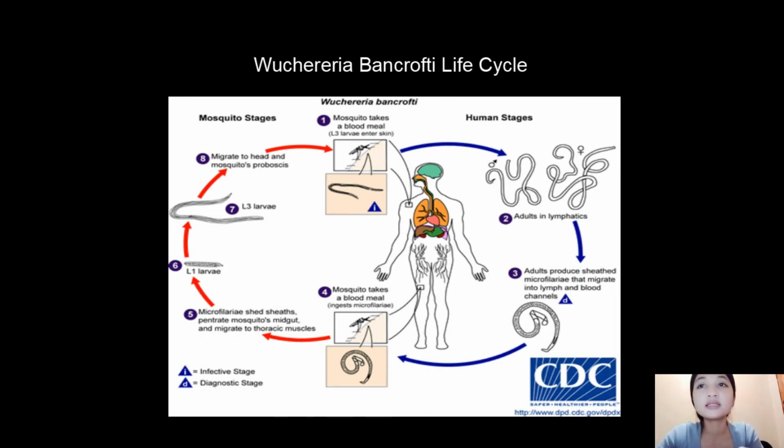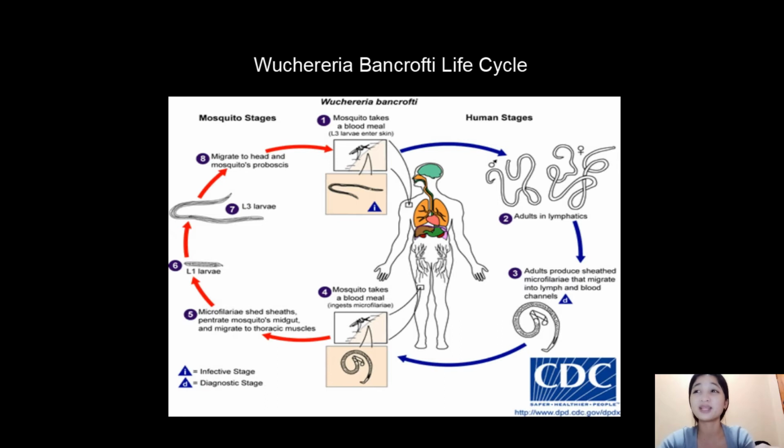And after that, those adults produce microfilariae measuring 244 to 296 micrometers by 7.5 to 10 micrometers, which are sheathed and have nocturnal periodicity, except the South Pacific microfilariae, which have an absence of marked periodicity. The microfilariae migrate into lymph and blood channels, moving actively through lymph and blood. So the mosquito takes a blood meal.